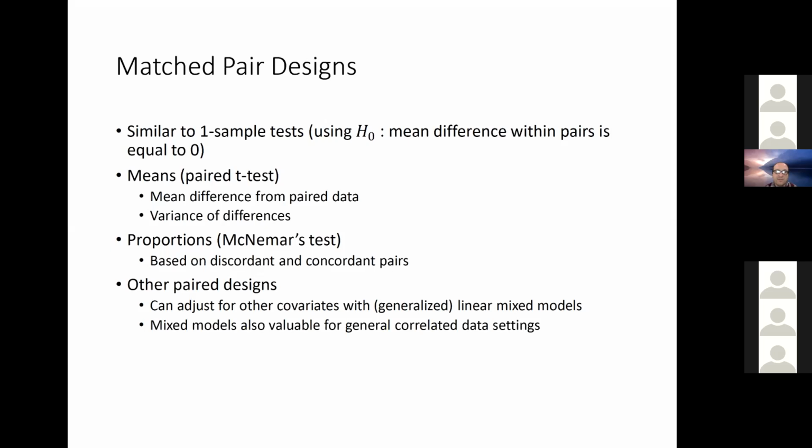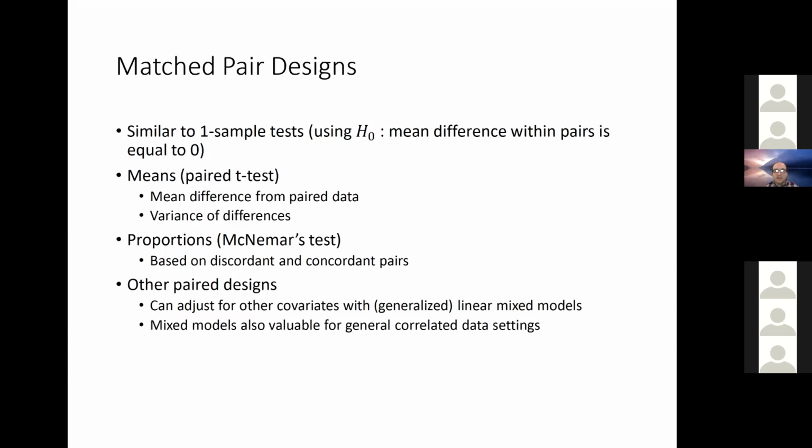Many of these tests are special cases of more general statistical methods. The paired t-test is a special case of linear mixed models, which are much more general in the sense that they can accommodate more than 2 measurements per individual. They can deal with missing data in a way that a paired t-test can't, and so on and so forth. If you're looking at matched pairs with proportions, then you would be going towards McNemar's test.